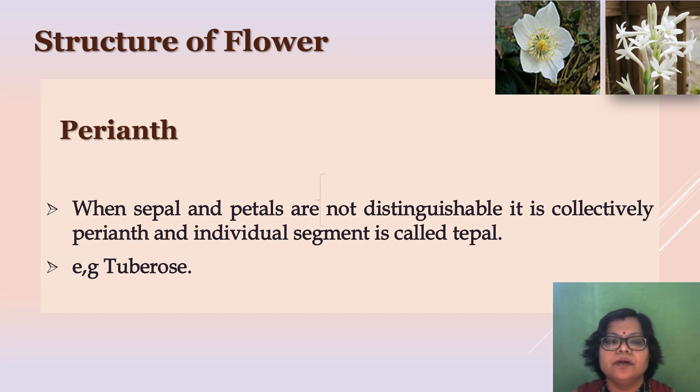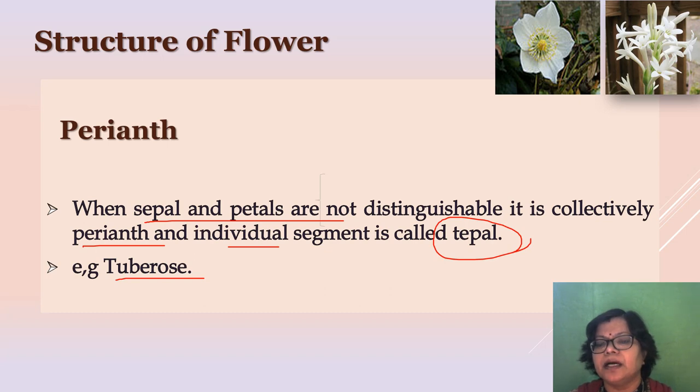In some flowers we cannot differentiate sepal and petal. They are not distinguishable. Collectively they are called perianth and an individual segment is called a tepal. For example, tuberose. Sometimes the tepals are a little bit greenish in color, then it is called sepaloid perianth, and sometimes the tepals are colorful, though they cannot be distinguished properly into sepal and petal, but a little bit colorful, then it is called petaloid perianth. So perianth may be sepaloid or petaloid and an individual segment is called a tepal, and here the sepals and petals are not distinguishable, right?